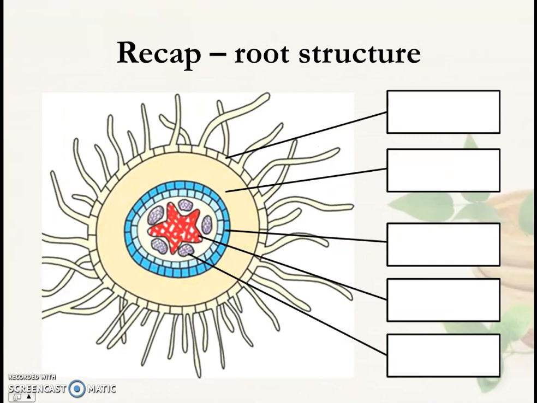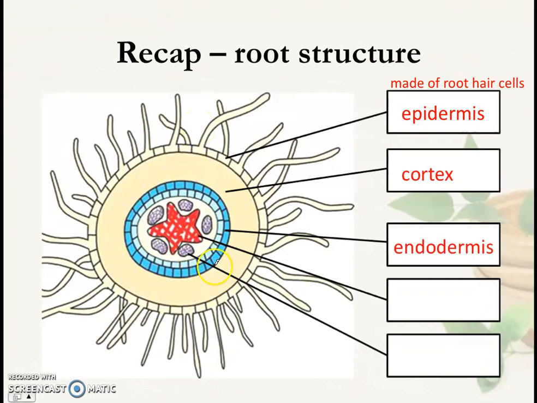Okay, so hopefully you still remember the different parts of the root. Starting with the outer layer is called the epidermis, which is made out of many root hair cells. Now the layer inside the epidermis is called the cortex, and then we have the endodermis, and then right in the center we have the xylem as well as the phloem.